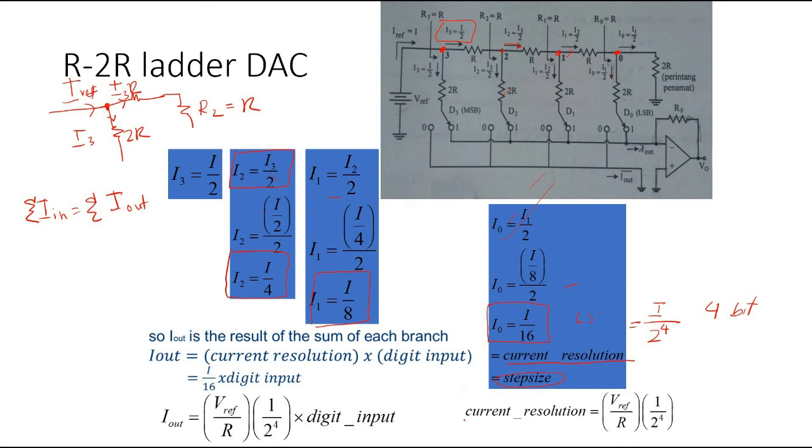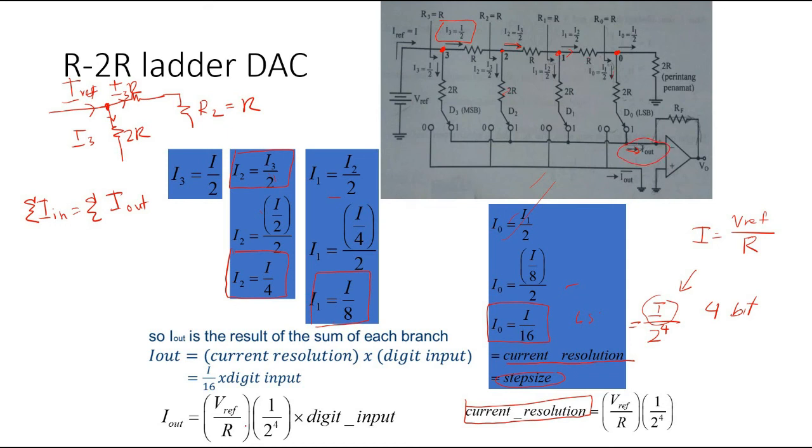Okay. So the current resolution equal to I ni kita boleh gantikan yang kita kira tadi, I equal to Vref divided by R. Okay, kita dah calculate tadi, I yang depan ni adalah Vref divided by R. So kita gantikan, so kita akan dapat current resolution equal to Vref divided by R multiply with 1 divided by 2 power of 4.